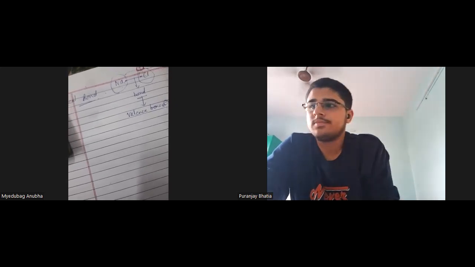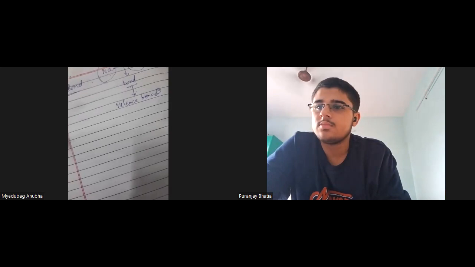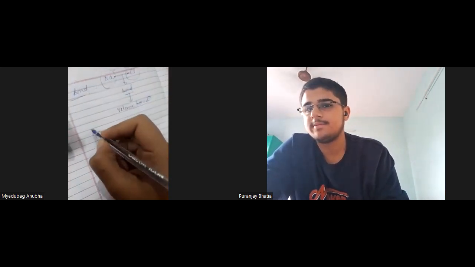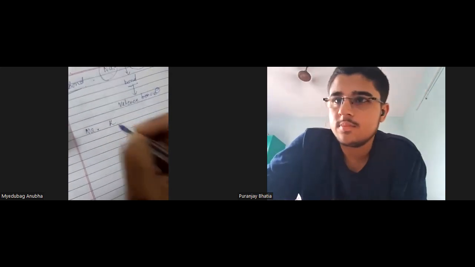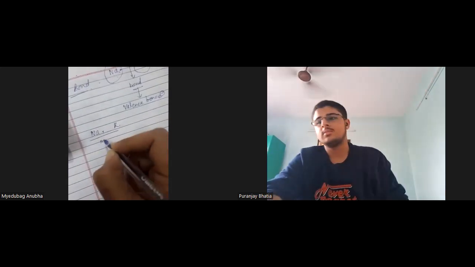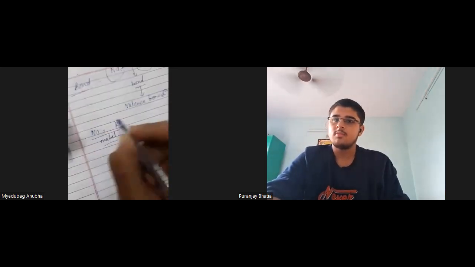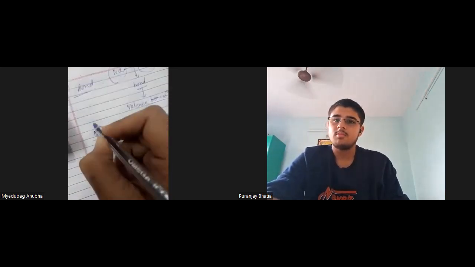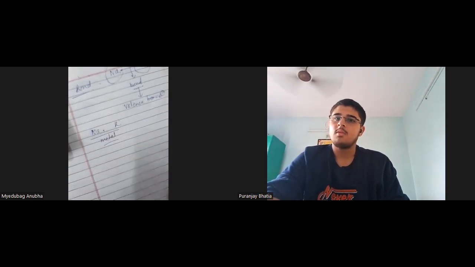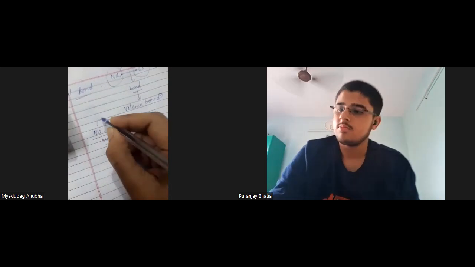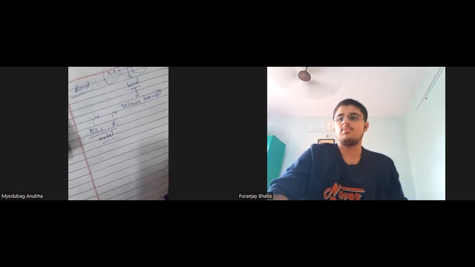Also, we cannot pair any two elements. Like sodium, I cannot pair with potassium. Suppose I take sodium and potassium. They are both metals, and the characteristic of a metal is that it tends to lose electrons. So sodium will lose an electron and potassium will also lose an electron.